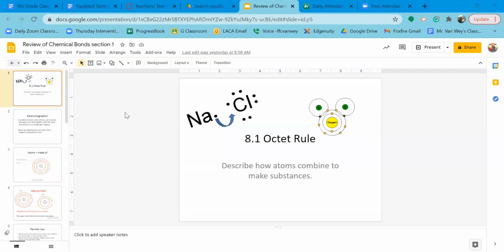All right, so Unit 8 is about chemical bonds. But the first thing we need to understand about chemical bonds is the octet rule and what it's based on. If we go back to Unit 7, when we talked about groups and periods, that's section 7.4 and 7.5. That really comes into play here when we talk about the octet rule. The octet rule describes why or how atoms combine to make substances.